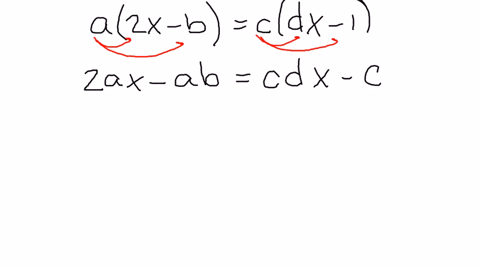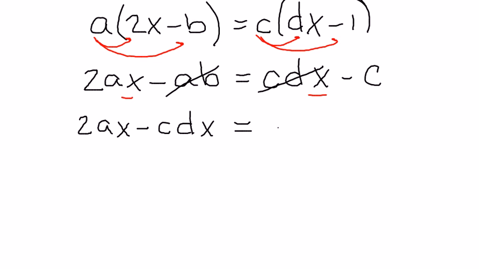Now, at this point, I'm solving for x. x is in two places. What are we going to do? Just like the last example, we're going to get those two terms on the same side of the equation. So I'm going to leave the 2ax over here. I'm going to subtract the cdx from both sides. So I'm going to cancel the cdx out from the right. I'm going to have minus cdx on the left. And then I only want the x terms on the left, so that negative ab, I'm going to cancel it out by adding ab to both sides. So I end up with a positive ab on the right.